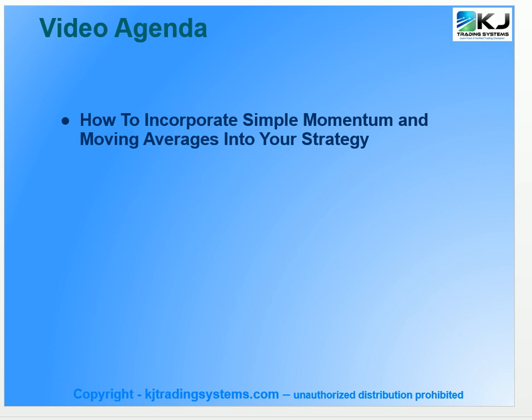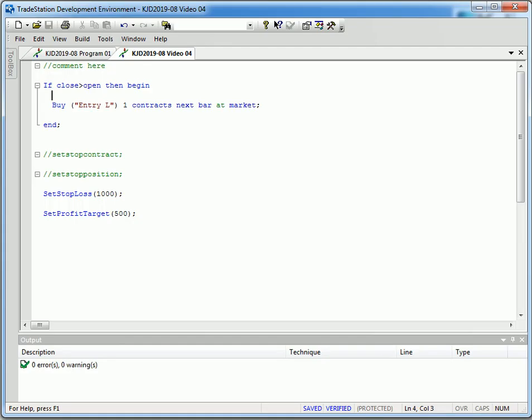Okay, so our agenda is pretty simple. How to incorporate simple momentum and moving averages into our strategy. So, if we go back to our sample strategy that we've been working with for a lot of the time, first we're going to try to put momentum in. So what is momentum? Momentum is simply the closing price compared to the closing price a certain number of bars ago. So let's say we want to buy if the close is greater than the close 10 bars ago.